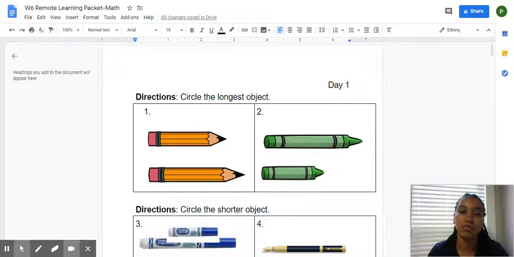Hey kindergarten, this week we're going to be talking about measurement still. We're going to be talking about length and weight. But today, however, instead of comparing two objects, we're going to be comparing three objects.